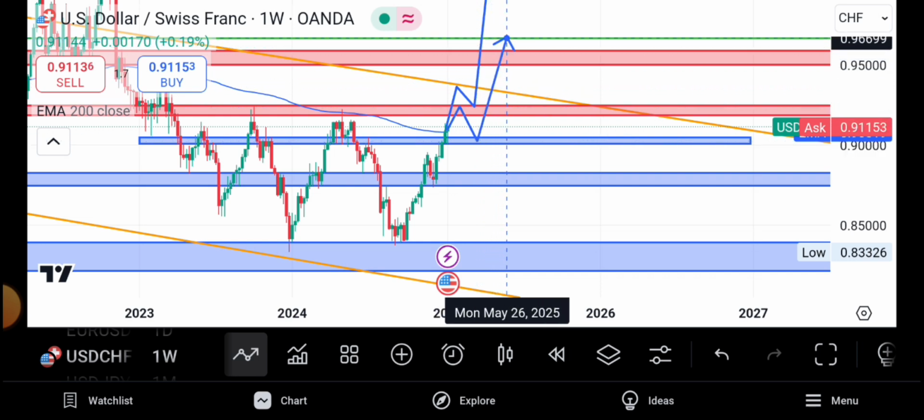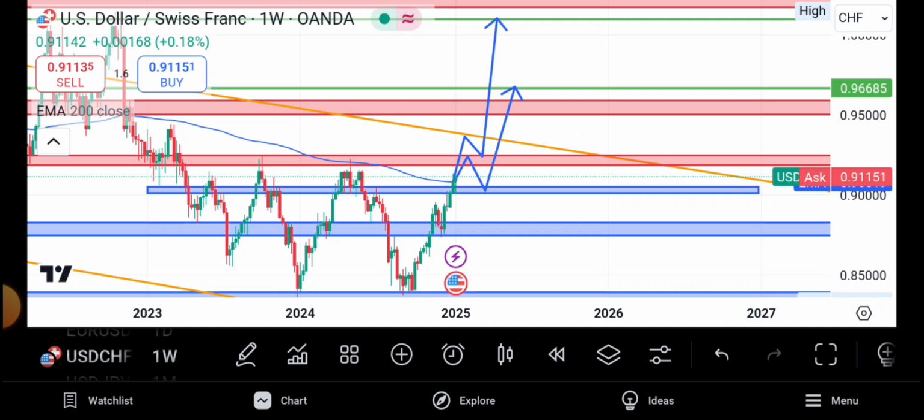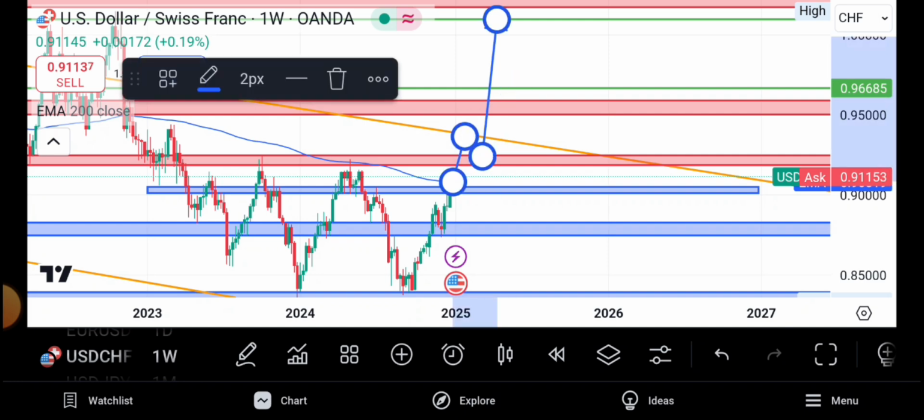So we have 4 possibilities as we are starting this year of 2025. When it comes to USDCHF, let us be keen on it. Draw your zones the way I've shown you.